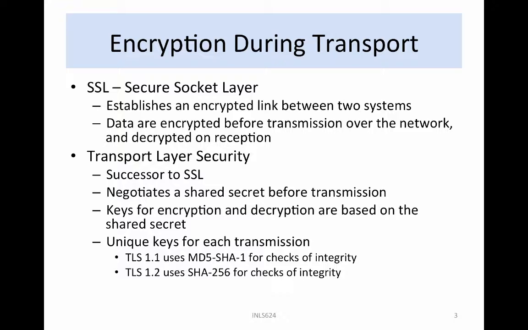Transport Layer Security, TLS, is a successor to SSL technology. This also negotiates a shared secret before transmission. The keys for encryption and decryption are based on the shared secret. Unique keys are generated for each transmission. TLS version 1.1 used MD5 and SHA-1 for checks of integrity. TLS version 1.2 uses SHA-256 for checks of integrity.